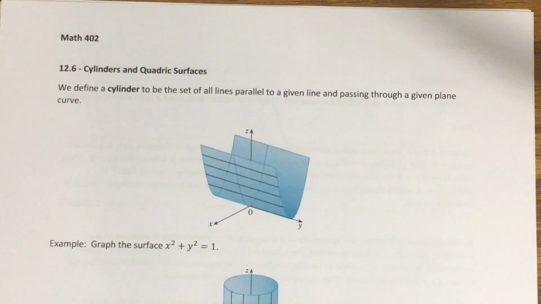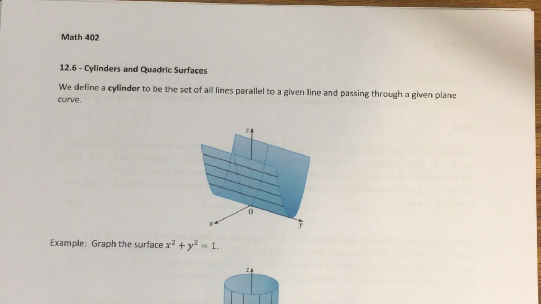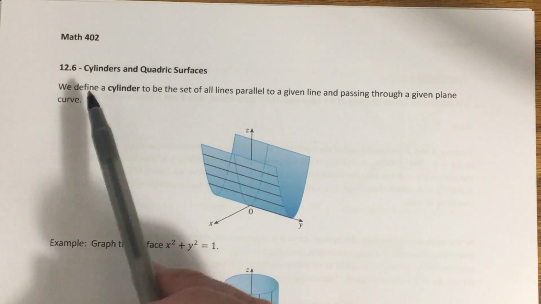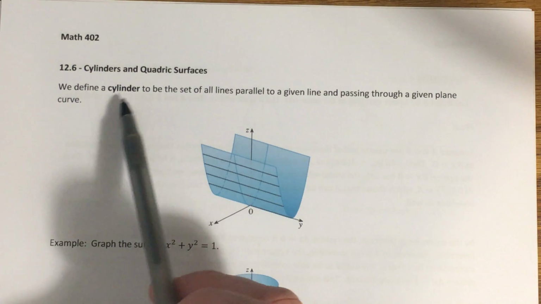Okay, so this last little section in chapter 12, 12.6, is a little bit shorter than the previous section, and the focus here is on a specific set of surfaces, two different types of surfaces. One, something that we call cylinders, which is kind of a generalization of what you imagine a cylinder to be, and then quadric surfaces.